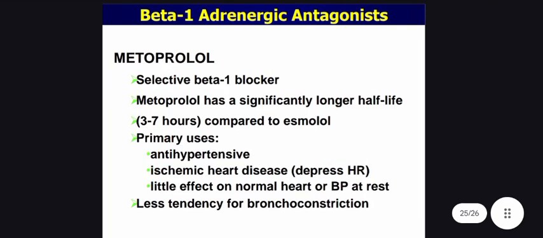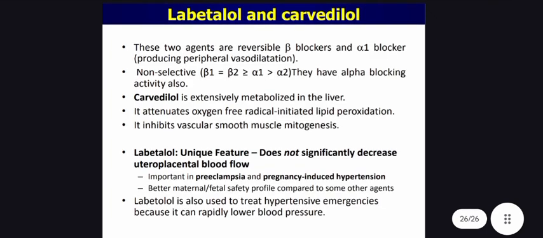Metoprolol يمكن أن يستعمل لفترات أطول. Its half-life is between 3 to 7 hours, so it's used as an antihypertensive. It's used to prevent ischemic heart diseases. It doesn't, of course, have a lot of tendency for bronchoconstriction because of the selectivity of the beta-1 blocker.